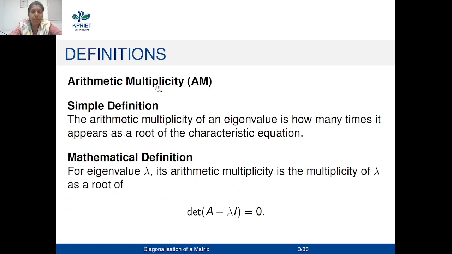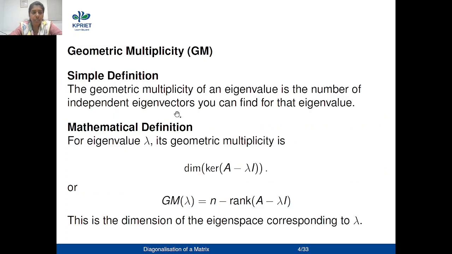Next, the arithmetic multiplicity is how many times the eigenvalue appears in the characteristic equation. And the geometric multiplicity is the number of independent eigenvectors obtained for the given eigenvalue. So this is called geometric multiplicity.